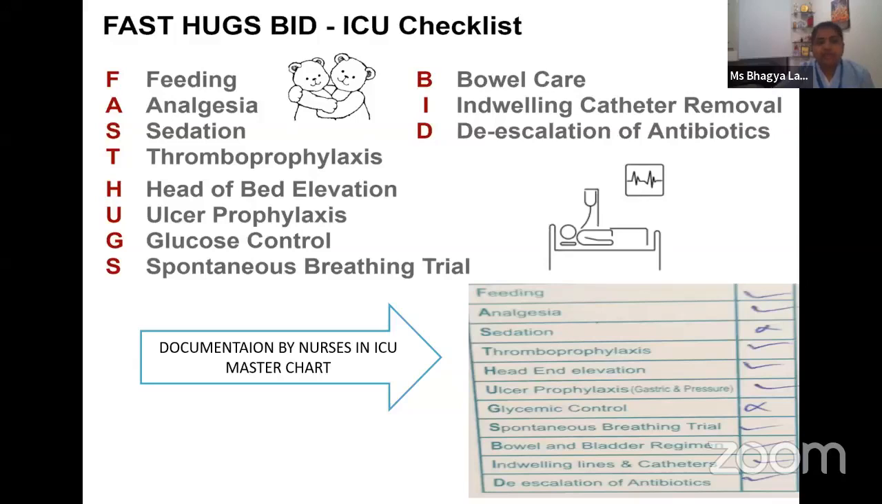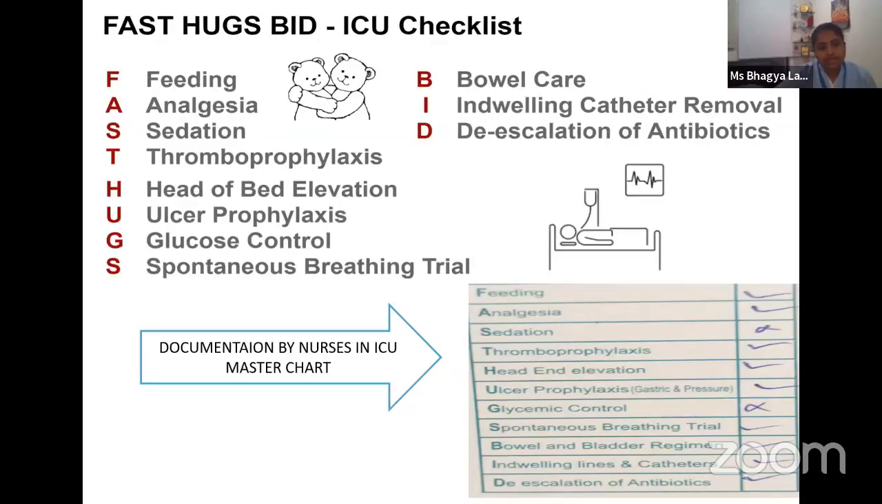Then FAST HUG, one of the bundle parameters for all ICU cases. Now I have told about the central line, ventilator and the CAUTI bundle. Apart from this, if you follow this FAST HUG BID, we can tell the doctor and identify whether we are missing anything for this patient. For example, we'll start with the F of feeding. Understand that feeding is important to prevent peptic ulcer disease. So know the reason if the patient is on NBM, why he is on NBM. If the patient is on NBM, is he on any antacids.